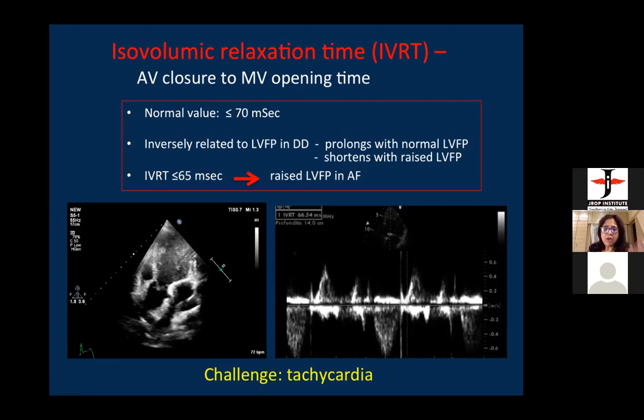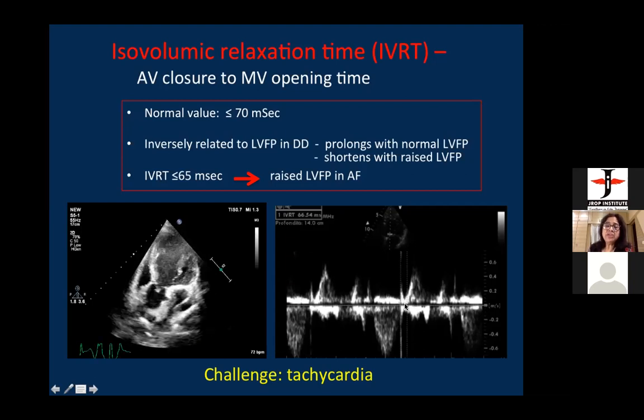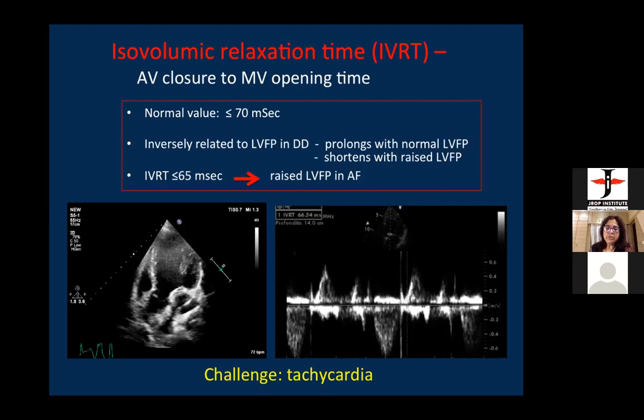Normally LA pressure is normal. Also in grade 1 diastolic dysfunction, where there is only impaired relaxation, LA pressure is normal. Only in grade 2 and grade 3 is the LA pressure raised. In those cases IVRT is reduced, especially in grade 3, where LA pressure is significantly increased and opens up the mitral valve very, very quickly.